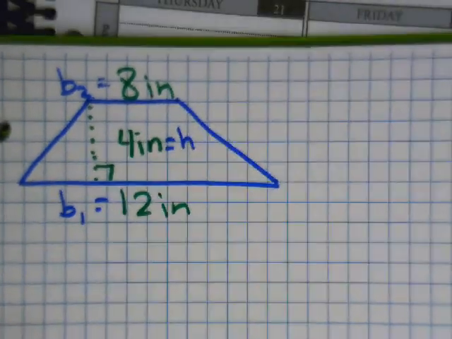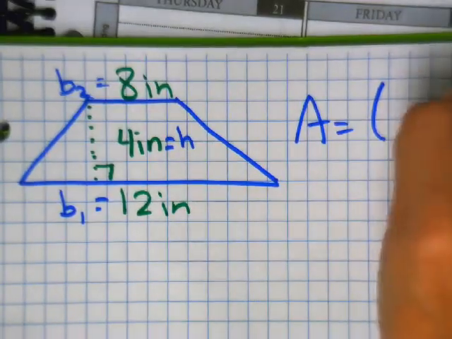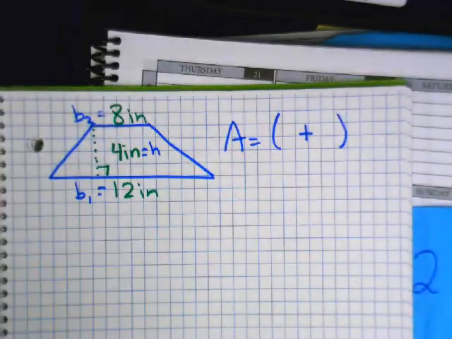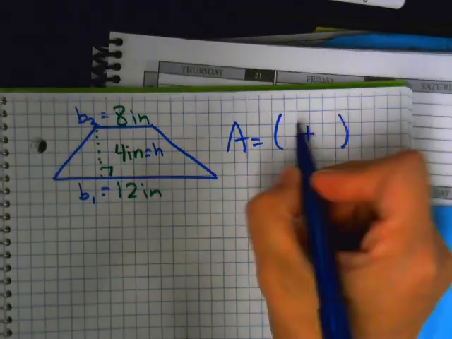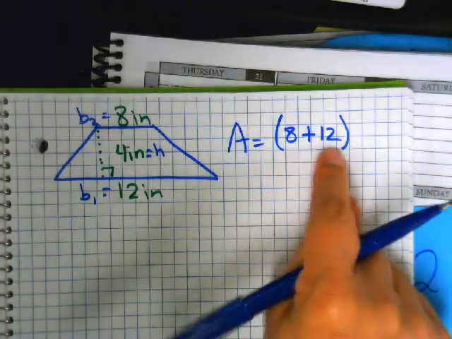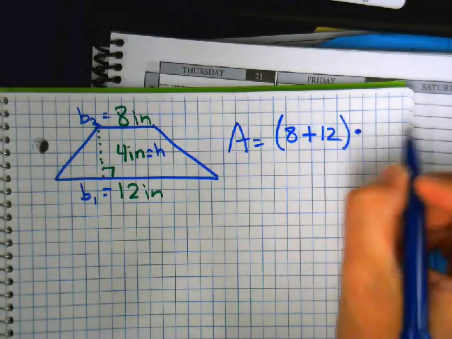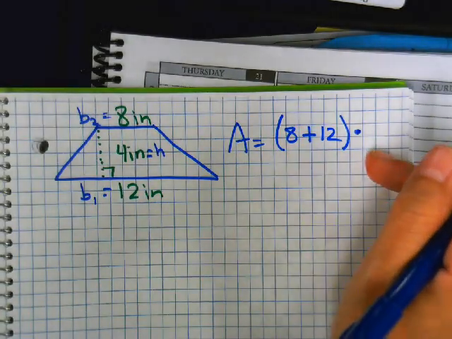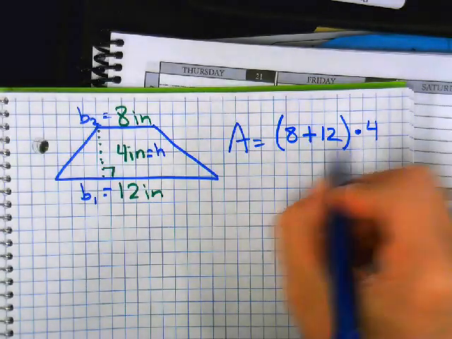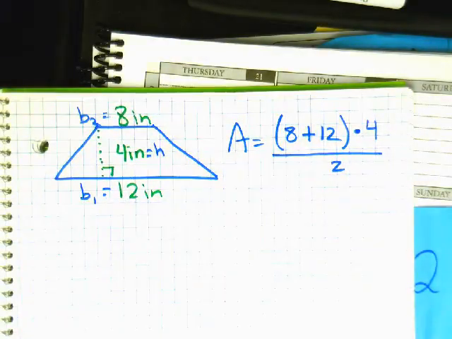Okay, so let's plug them in. Area equals. What two numbers go inside the parentheses? Roger? 12 and 8, because those are my bases. Now, does it matter which order I put them in? No, not these. But it does matter what I put outside. What number has to go outside? 4, because that's your height. Your height has to go outside. If you put it inside, you will get a wrong answer.